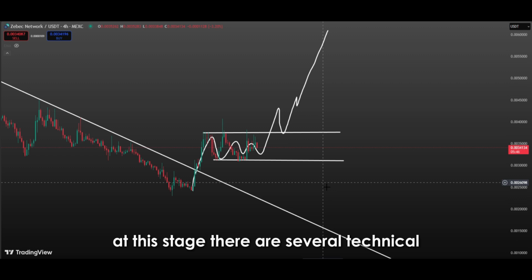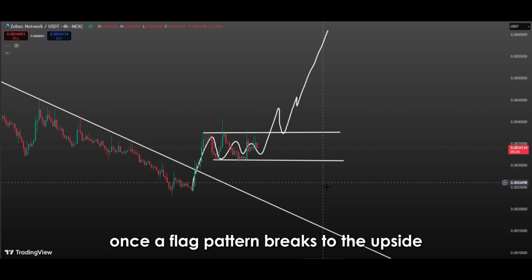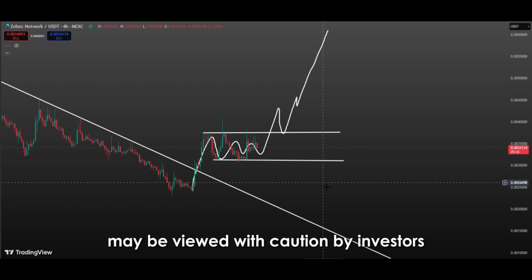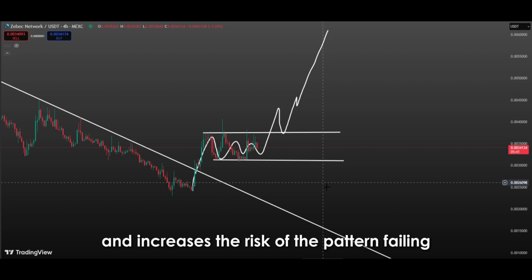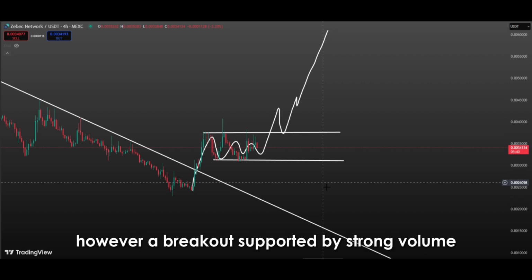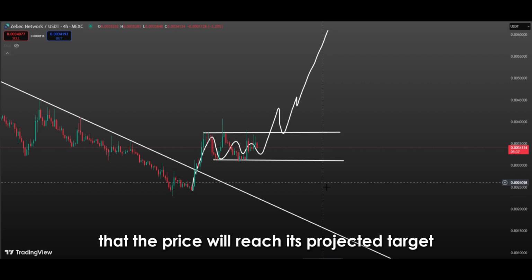At this stage, there are several technical details to pay attention to once a flag pattern breaks to the upside. First, it's important to examine whether the breakout is supported by volume. A breakout without volume may be viewed with caution by investors and increases the risk of the pattern failing. However, a breakout supported by strong volume typically increases the validity of the pattern and the likelihood that the price will reach its projected target.